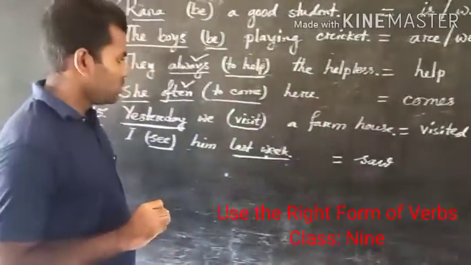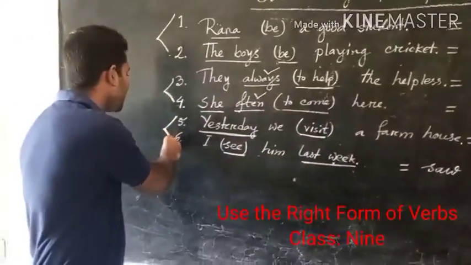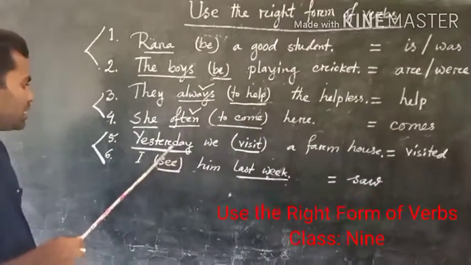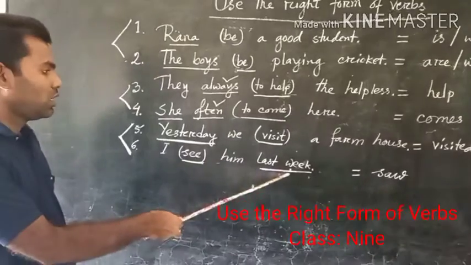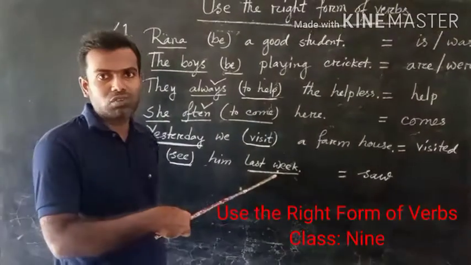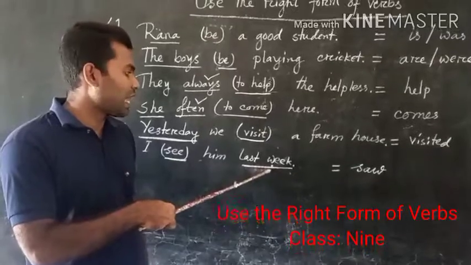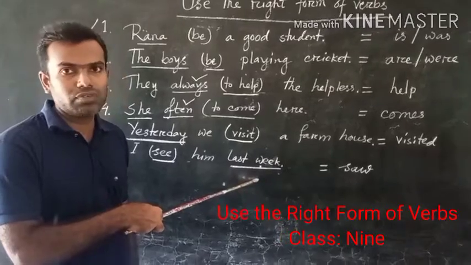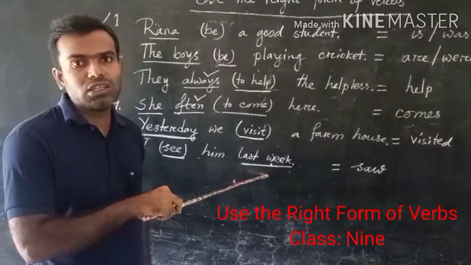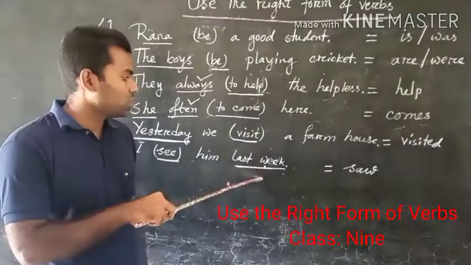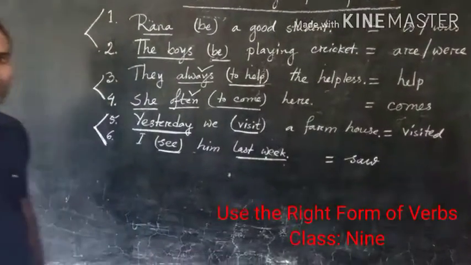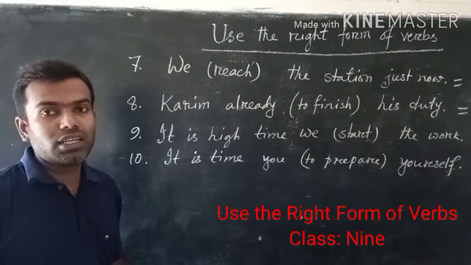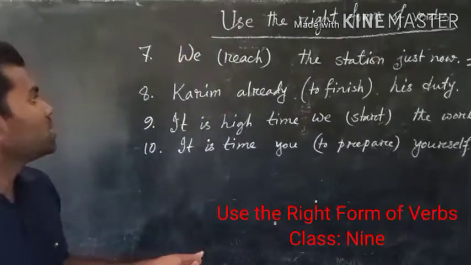So we learn by these two sentences that there is an indication of past tense. Yesterday, last week, and there are also some words: ago, last night, last day, the previous day, previous month, previous year. That means the past indication. Let's see another example.